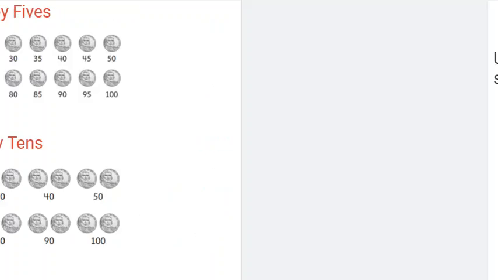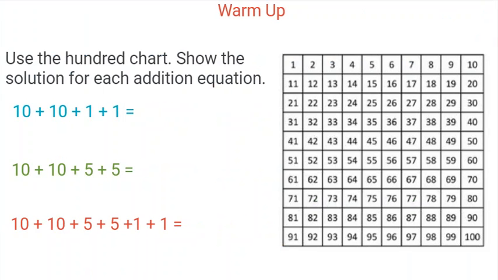Okay, let's move forward. This is our warm-up. What I want you to do is use the 100 chart to show your solution for each addition equation. First equation is 10 plus 10 plus 1 plus 1 equals something. Second equation is 10 plus 10 plus 5 plus 5 equals something. And then finally we have 10 plus 10 plus 5 plus 5 plus 1 plus 1 equals something. Pause the video now and get a sheet of paper so that you can write down this problem and solve it.